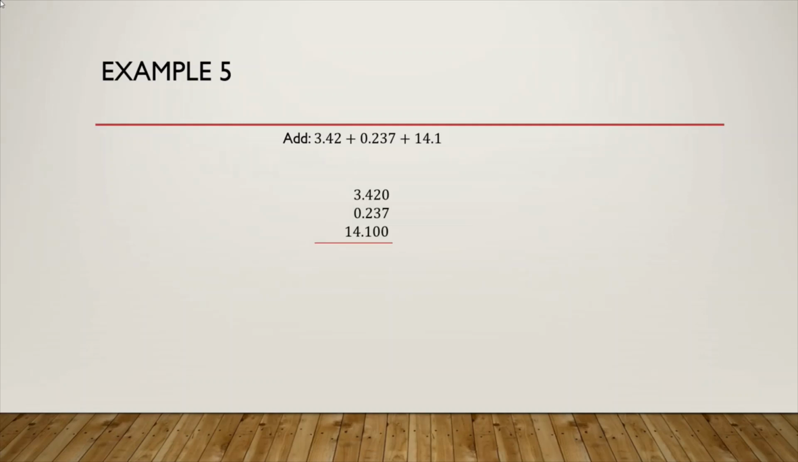0 plus 7 plus 0 is 7. Line up the decimal. 7, nothing to carry. So then it would be 2 plus 3 plus 0, which is 5. 4 plus 2 plus 1 is 7. Decimal stays in the same spot. 3 plus 0 plus 4 is 7. And then just 1 is 1. So that would be 17 and 757 thousandths.